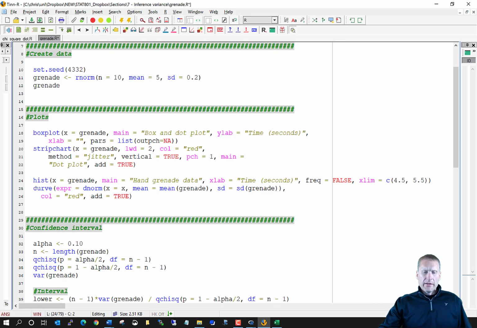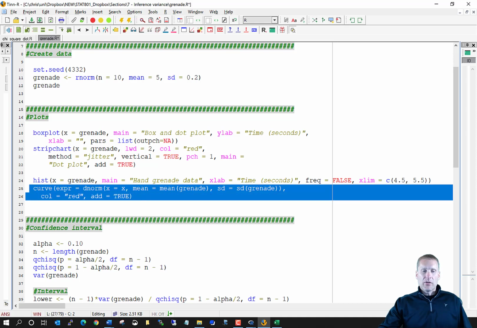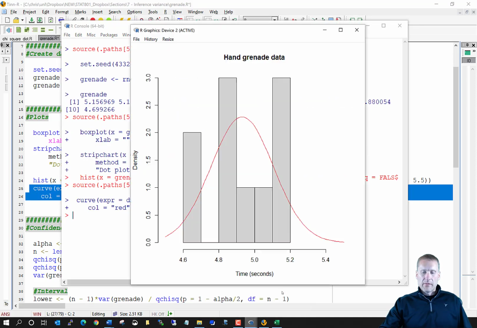Then I'm going to plot what would be the best fitting, or best estimate, of a normal distribution to this data. So I'm going to use the curve function we've used before. Expression equal, I want to plot the normal distribution as a function of x. I'm going to use the sample mean as the population mean, because that would be the best way to estimate that, and the sample standard deviation as the population standard deviation, color red, add it to the current plot. And this is what I get.